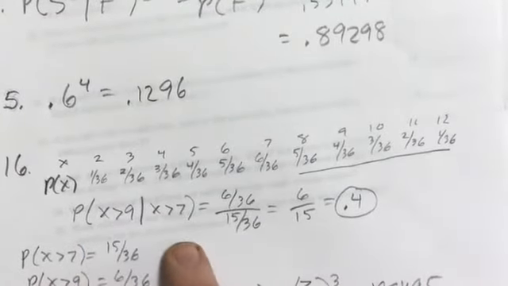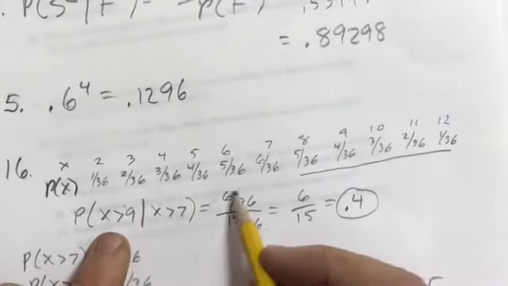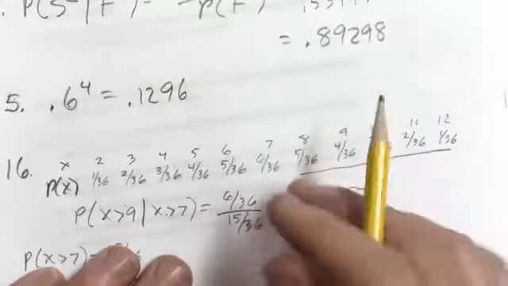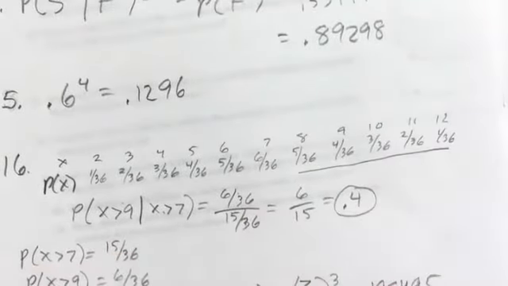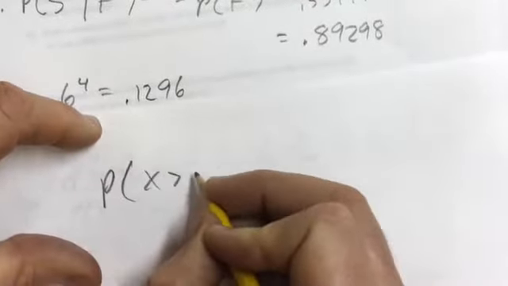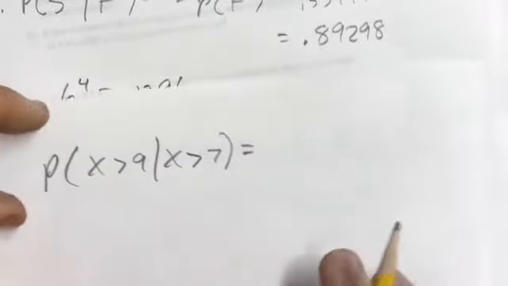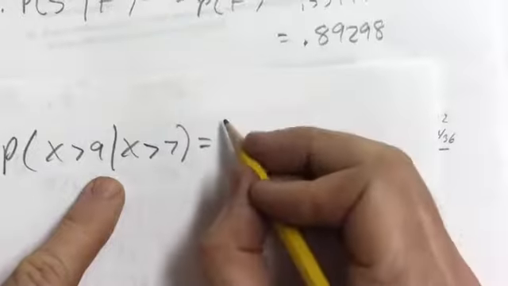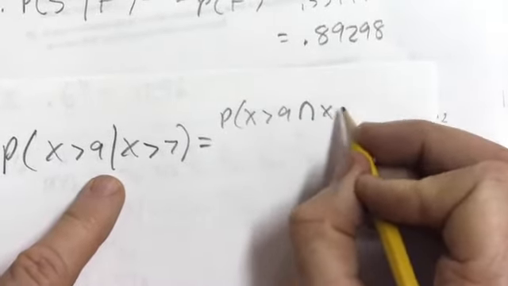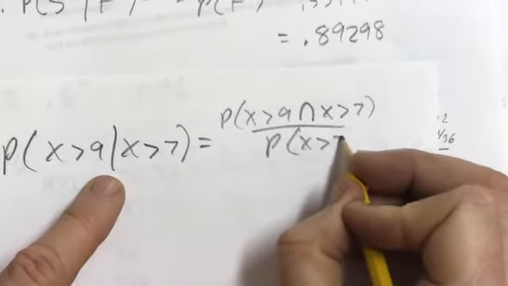Well, on these sorts of problems, you take the probability of that and put it on top, and the probability of that on the bottom. Using our formula for a conditional, the probability that X is greater than 9, given that X is greater than 7, is the probability of both of those things, the probability that X is greater than 9 and X is greater than 7, over the probability that X is greater than 7.